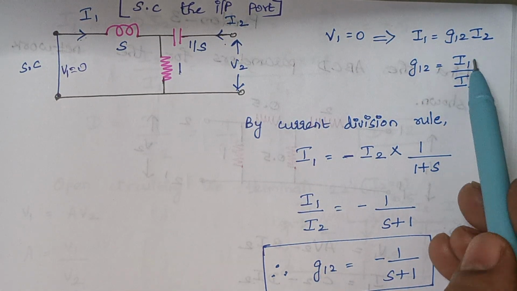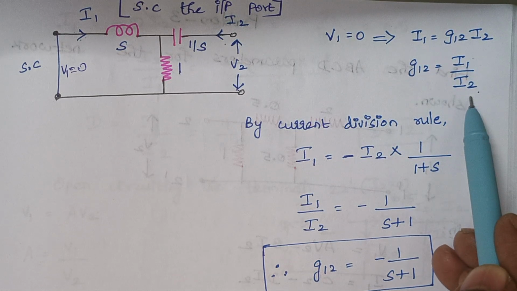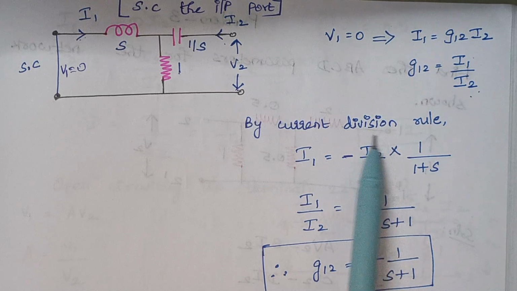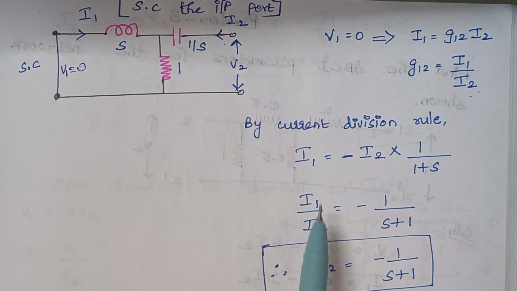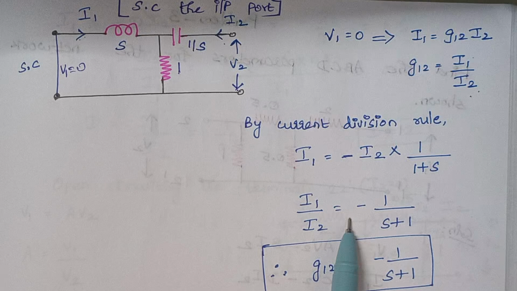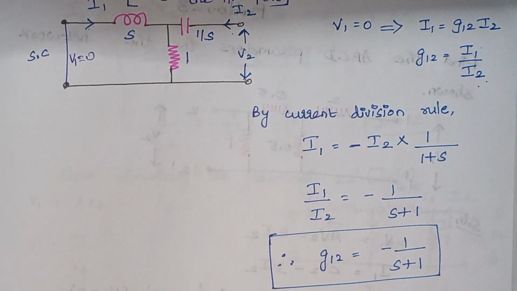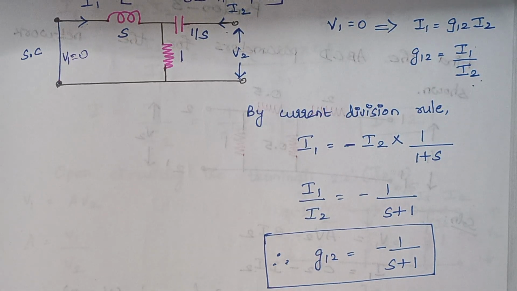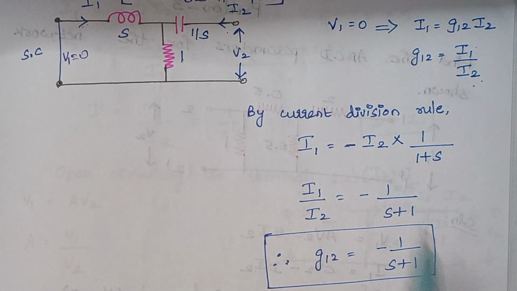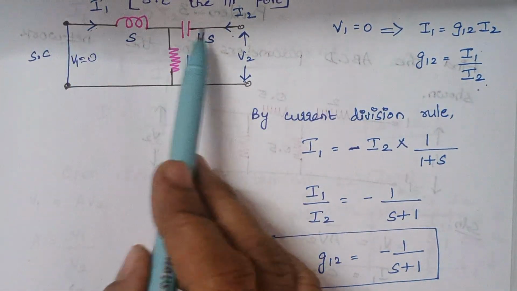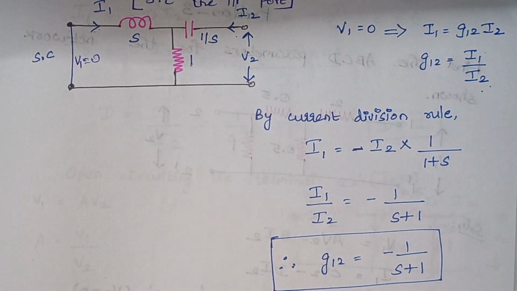We need a ratio of I1 by I2, so here we are going to rearrange. I am bringing this I2 to the left hand side. So I1 by I2 is given by minus 1 by S plus 1. So this is the value of G12. Am I making it clear here? We are inserting a minus sign because I1 and I2 are opposite to each other. That is the main reason.